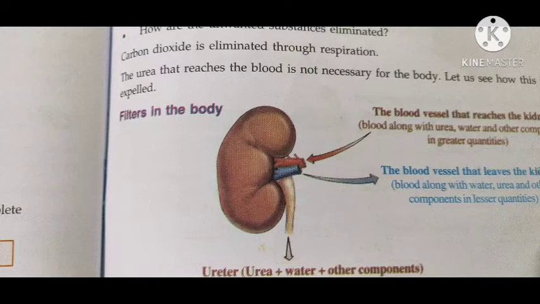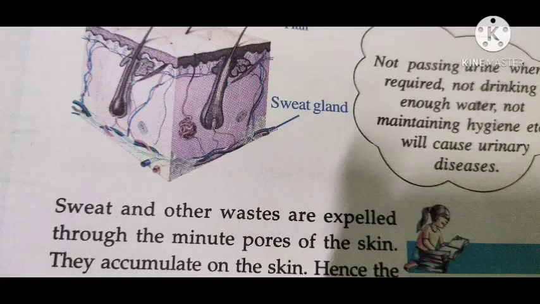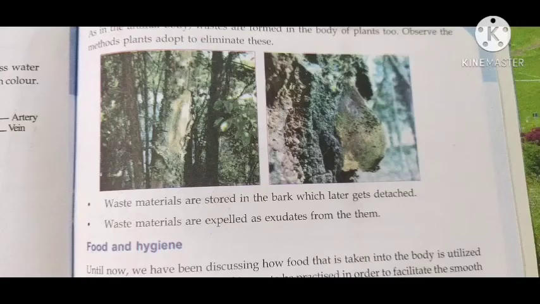Then the importance of sweating, sweat glands. Then excretion in plants. Plants excrete the waste materials mainly. The waste materials are stored in the bark which later gets detached. Example, teak, guava, mahogany, etc.